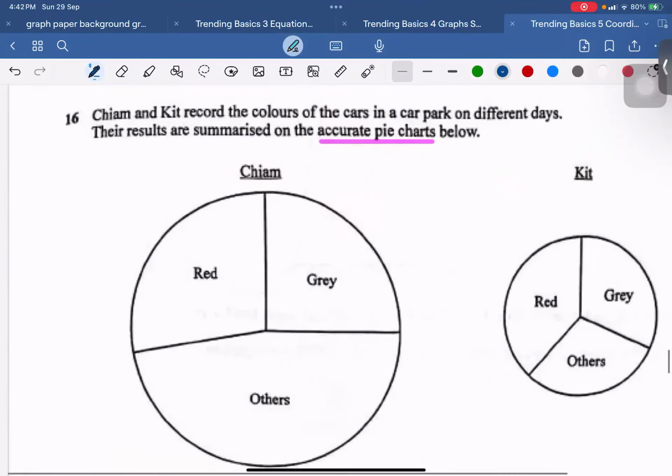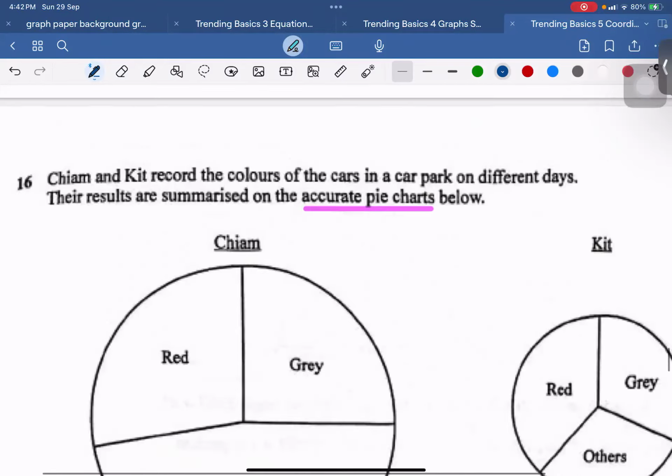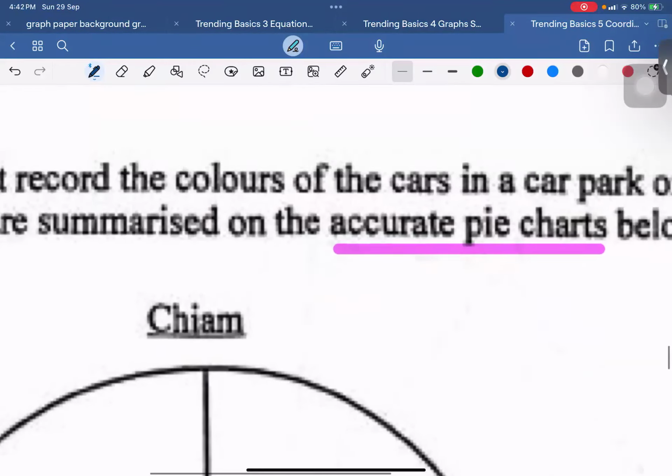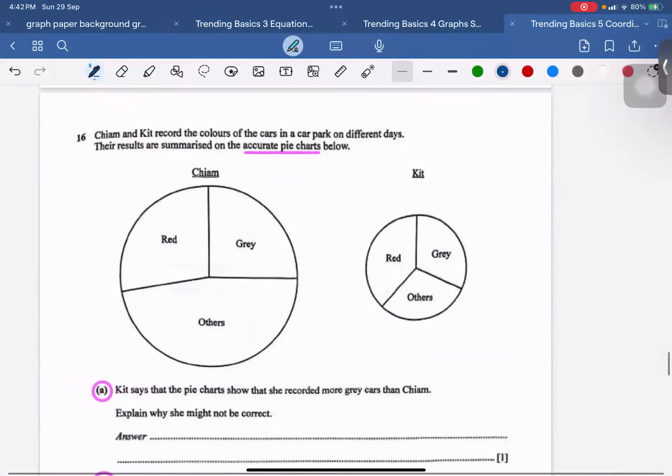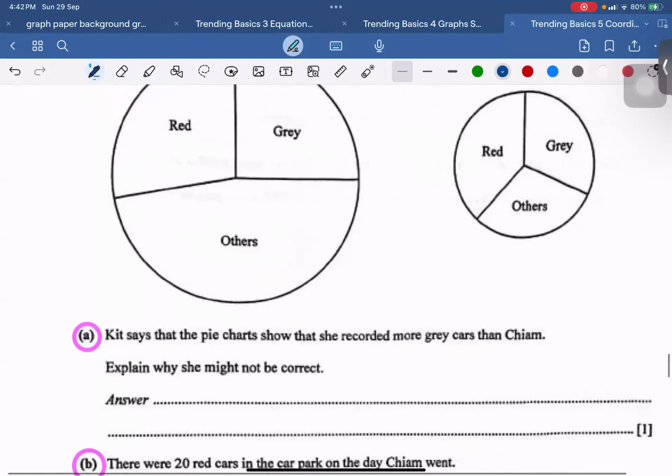Oh, this one I must mention. This is a pie chart, and this question says it is an accurate pie chart. When they give you this word accurate, or they say drawn to scale, or it's an accurate bar graph, or whatever that is accurate, it means you have to do some kind of measurement. Explain why this one recorded more grey cars. The base value for each day might be different.